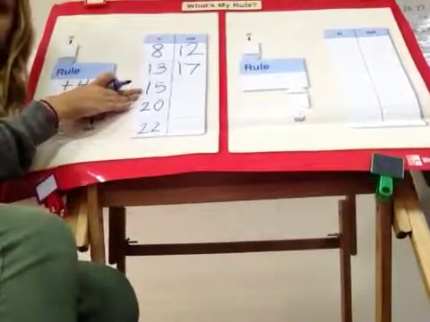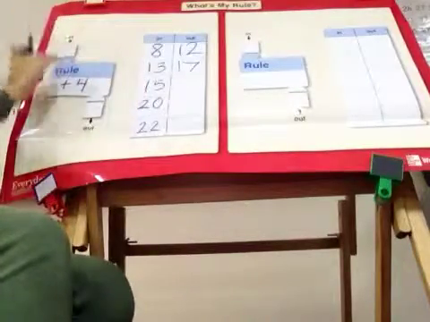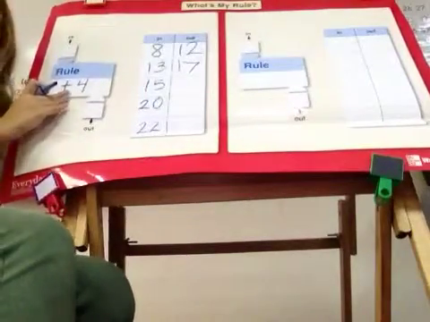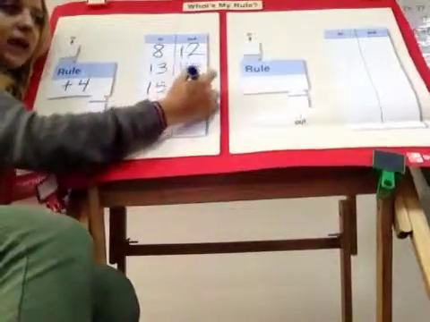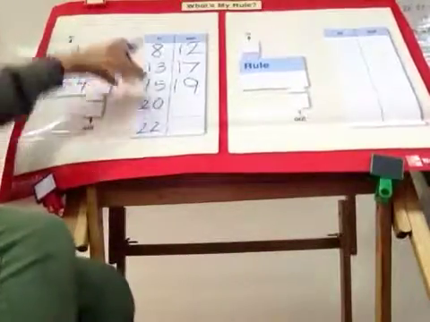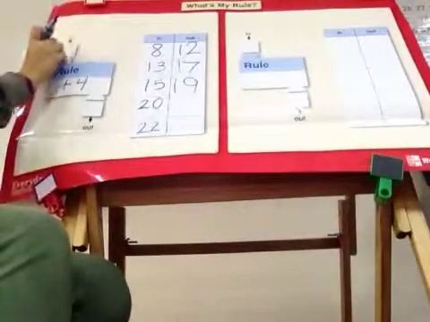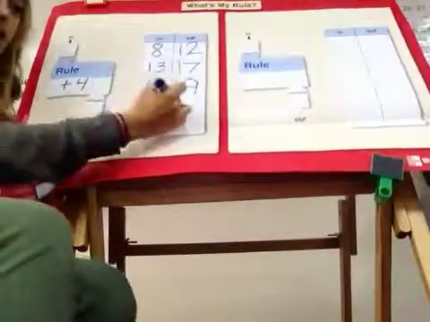Now we're going to put in the number 15. So I put 15 into my machine and I add 4. 15 plus 4 equals 19. So 19 goes into my out. Now I'm going to put in the number 20. 20 goes into my machine. I add 4 and it comes out 24.